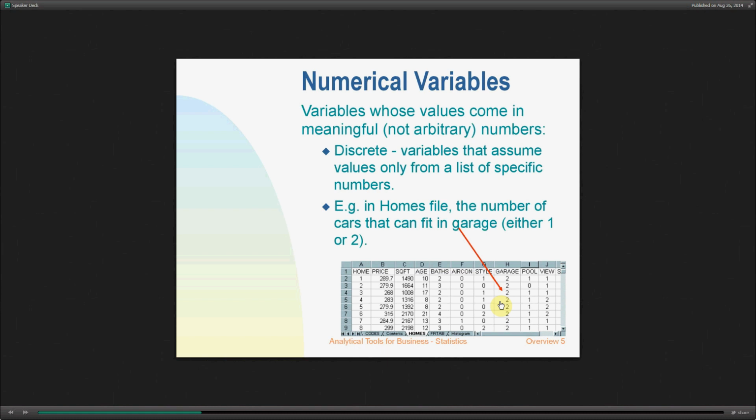Sometimes it's a little subtle, though. You can see that aircon here is 0 or 1. Now those are numbers, but they're not necessarily numerical. In this case, this is just a dummy variable that says that I use the number 0 meaning I don't have an air conditioner, 1 means I do. So this is actually a categorical variable, not a numerical, even though I'm using numbers. Similarly, sometimes you might use letters or words to represent numbers, but we don't have any example of those here.